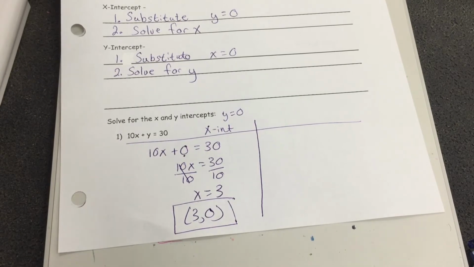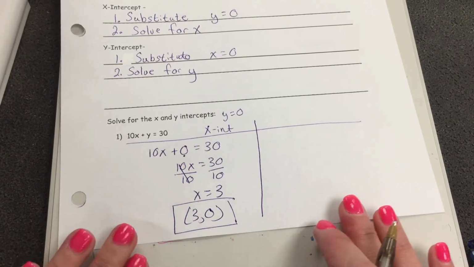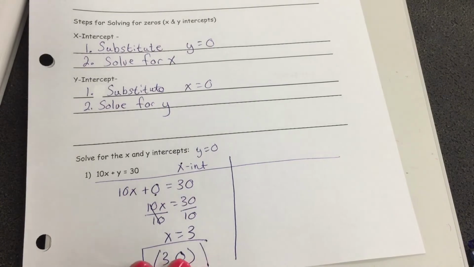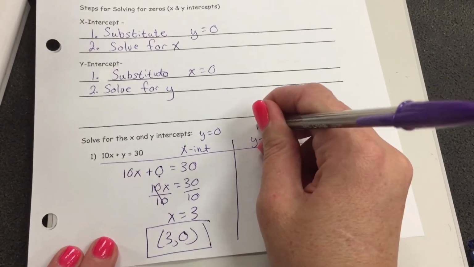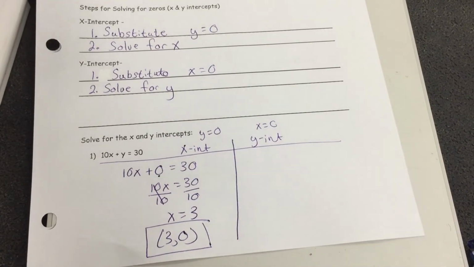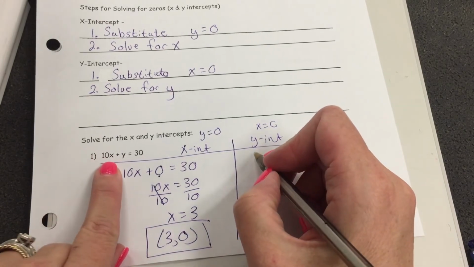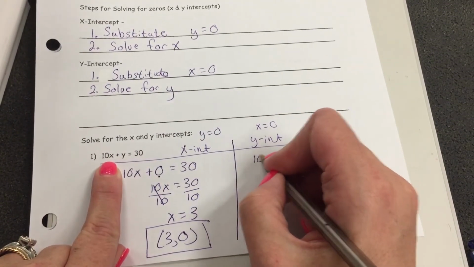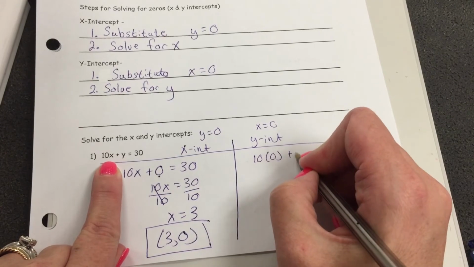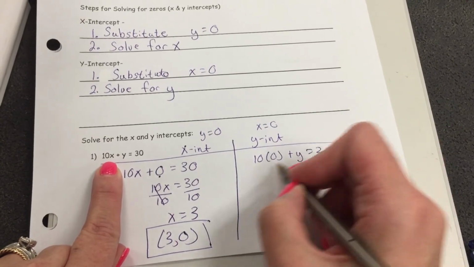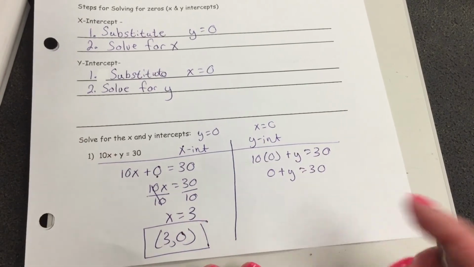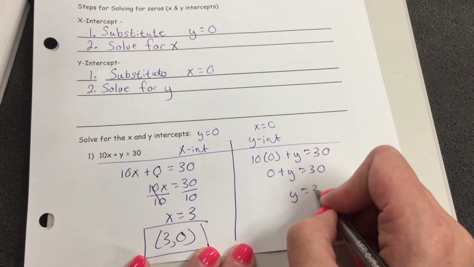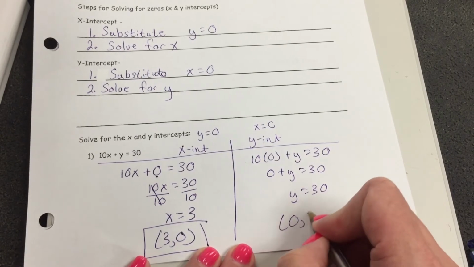Now I'm going to solve for my y-intercept. This is where x equals 0. Your y-intercept is where x equals 0. So I'm going to plug in a 0 for x. So now I have 10 times 0 plus y equals 30. 0 plus y equals 30. I don't really need the 0, so you have y equals 30. So your ordered pair is 0, 30.